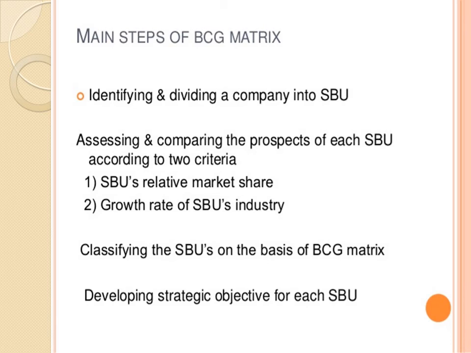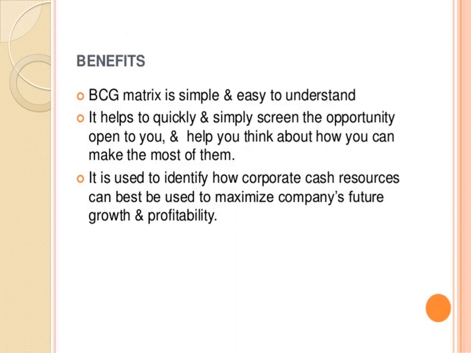Identifying and dividing a company into SBUs, that is, strategic business units. Then assessing and comparing the prospects of each SBU according to two criteria: SBU relative market share and growth rate, and classifying these business units on the basis of the BCG matrix. Then developing strategies according to the objective of the business. How to do this is given under the BCG matrix.